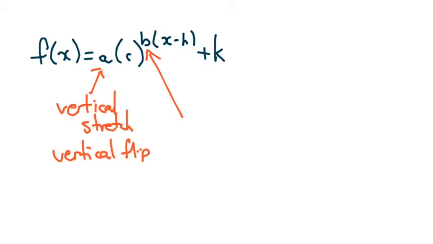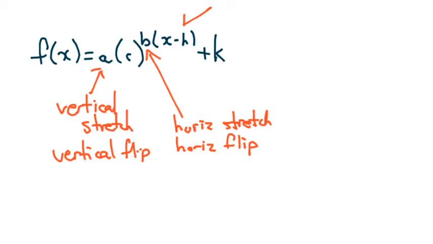B as well can do two things. It can do a horizontal stretch as well as a horizontal flip. H is a horizontal shift, and K gives us our vertical shift.